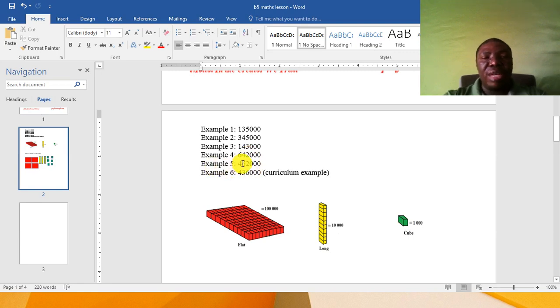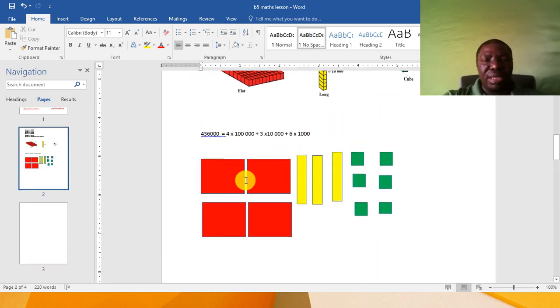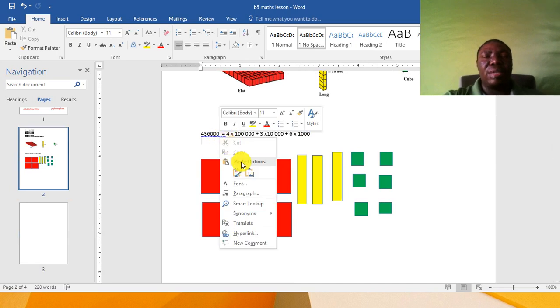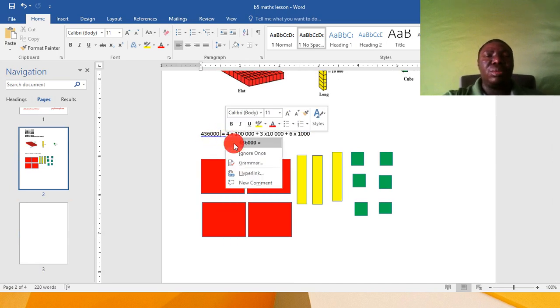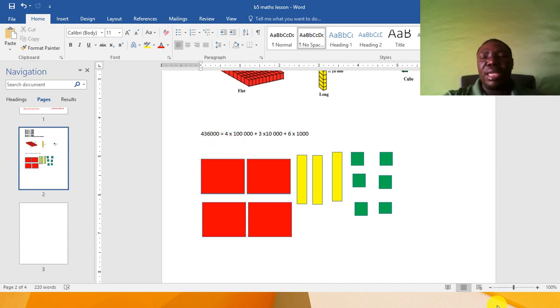Then example 5, 4 flat, 6 rod, and 2 cubes. As simple as that. Very easy. Just follow this first example I gave you, then you are through with that. You're able to do it without any disturbances, right? Without any disturbances. So I hope it's very simple. Very, very simple.